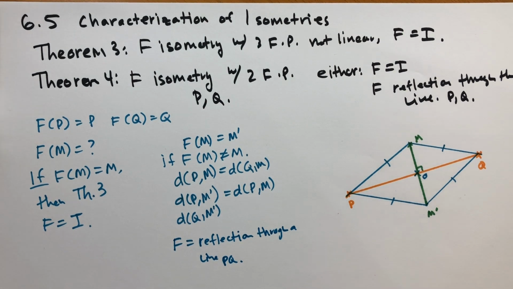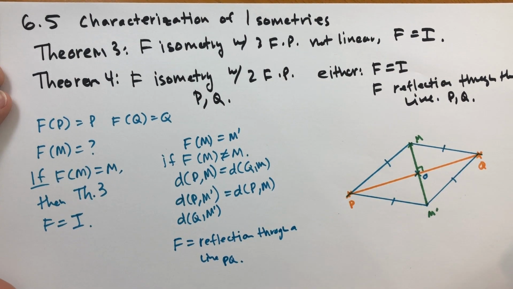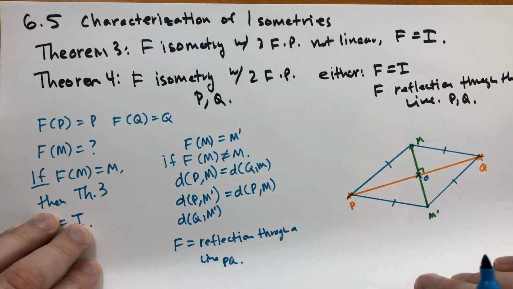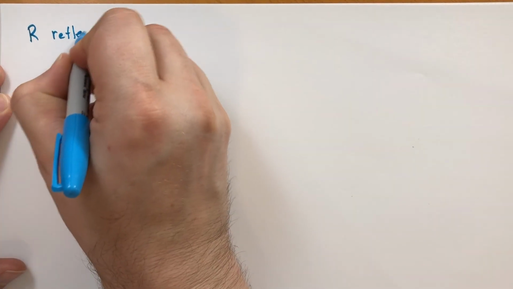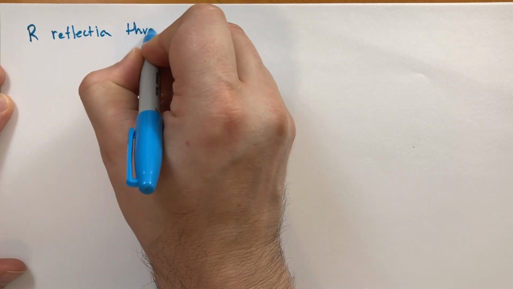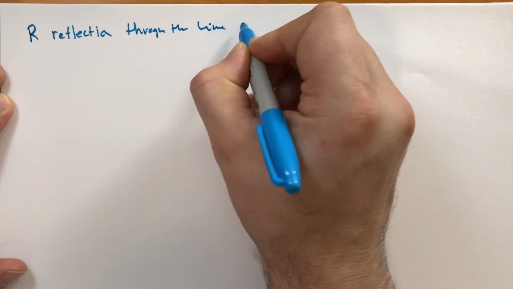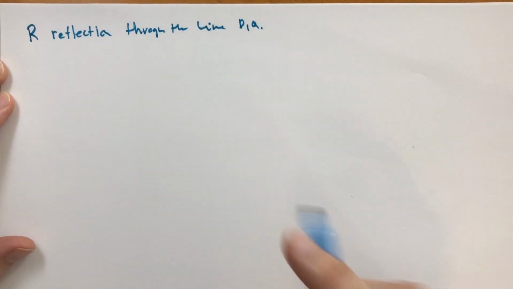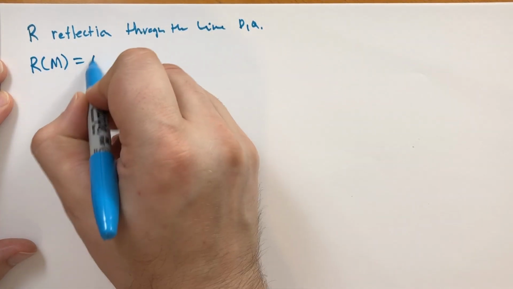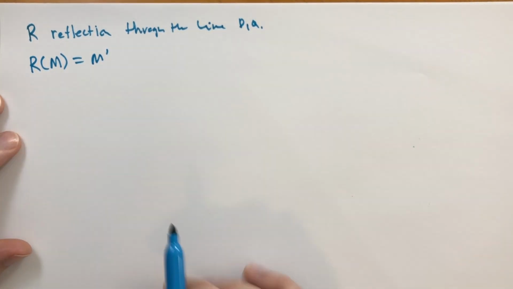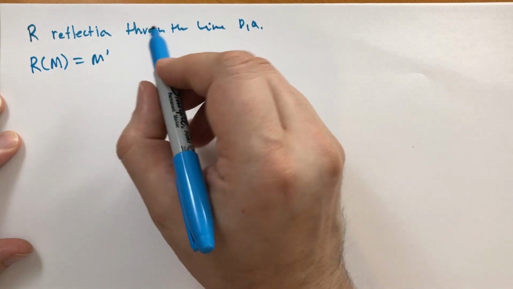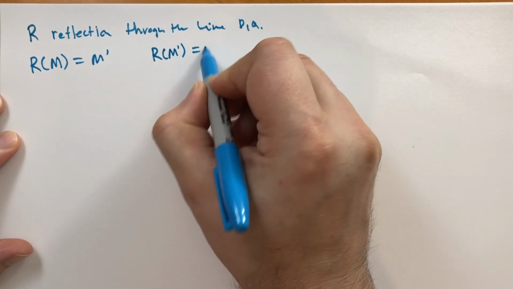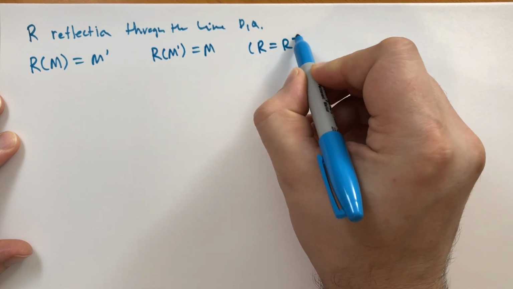All right, this isn't quite enough. I mean, we've proven that this is a possible isometry, but perhaps in the universe there is another isometry that we missed. So how can we prove that it is the only possible isometry? This is the trick that we're going to use. Suppose that R is a reflection through the line PQ. Okay, and we're going to say R of M equals M prime. That's the point on the other side of the line, right? That's what reflections do. And on the other hand, we have R of M prime is equal to M, noting that R is its own inverse. Okay.